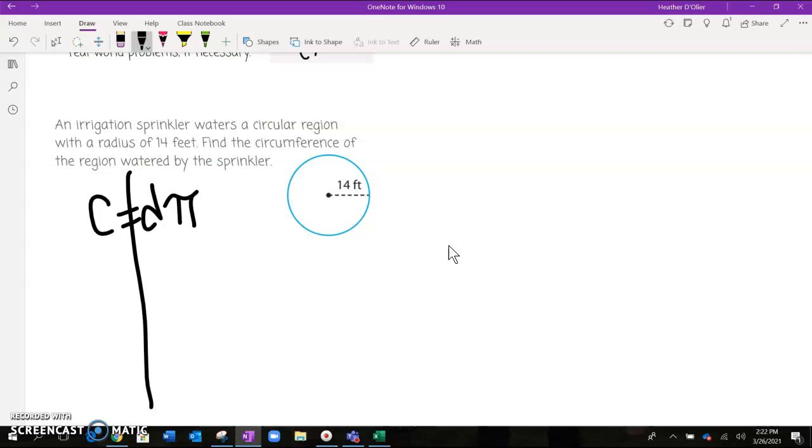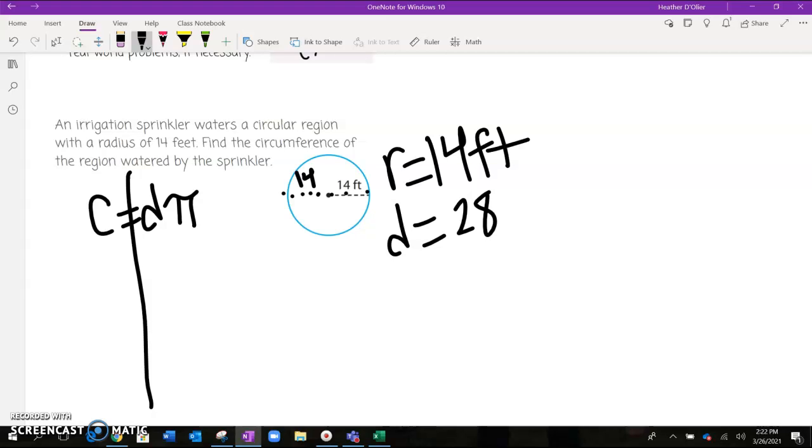Now we need to substitute in the value given, but they told us radius equals 14. I can't use radius. That's D for diameter, but I can solve for diameter. So if this side is 14, that means that side's 14. If half of the diameter is radius, that means 2 radii will give you the diameter. So 14 plus 14, or 14 times 2, gives you 28. The radius was 14 feet. The diameter is 28 feet. It's a good idea to just always get diameter and radius.